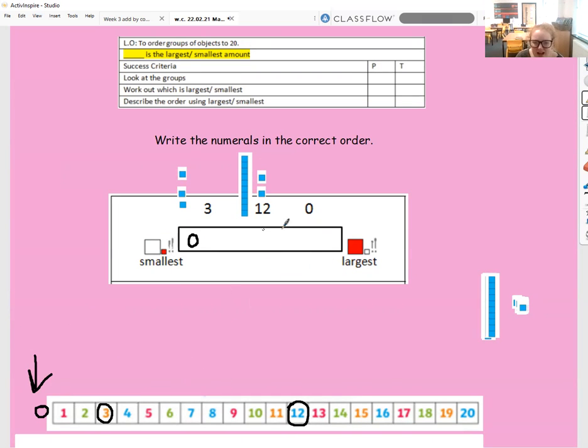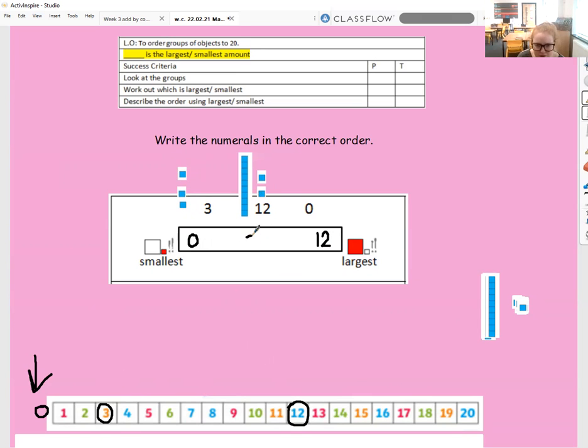Fantastic. Okay, now I want to know the largest number. Well, let me look at my Deans. So 12 has 1 10 and 2 1s, and 3 has 3 1s. So if 12 has 1 10 and 3 has 0 10s, I know that 12 is larger. And I can see on my number line that 12 is further along the number line. It's a bigger number than 3.